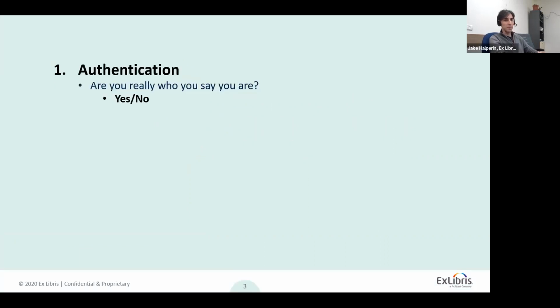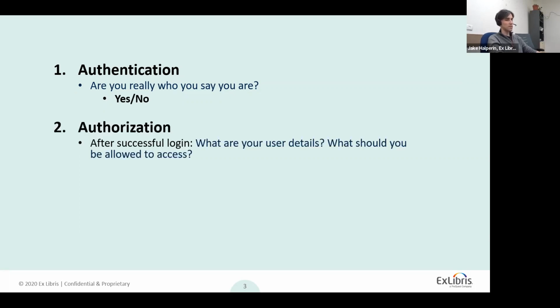So I'm really just going to speed through this part. Login is based on two processes. There's authentication, which is trying to figure out if the person is who they say they are, and there's authorization, which is assuming that you are who you say you are. If we're talking about Alma, what are your roles? What should you be allowed to access? For our purposes, we'll be talking about the authentication part of login. That's the part that SAML takes care of.